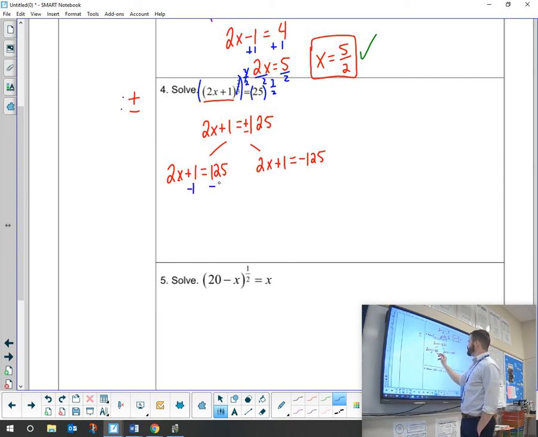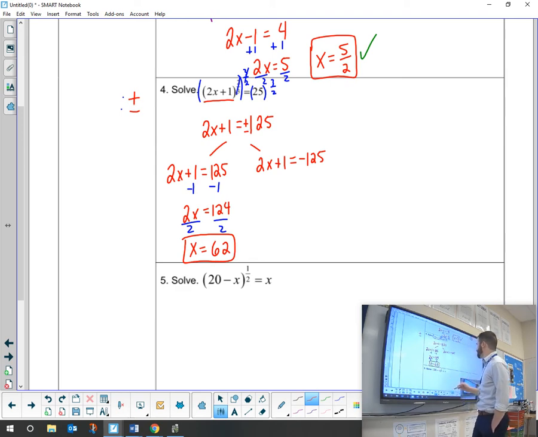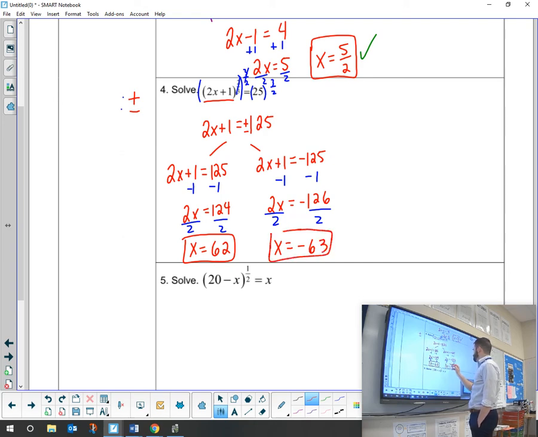First answer, let's minus 1 to both sides. Get 2x equals 124. Divide both sides by 2. And we're going to get x equals 62. Second, let's solve this side. Minus 1 here, minus 1 here. We get 2x equals negative 126. Divide both sides by 2, and we get x equals negative 63. So here are my two answers, but we're going to check both of them.